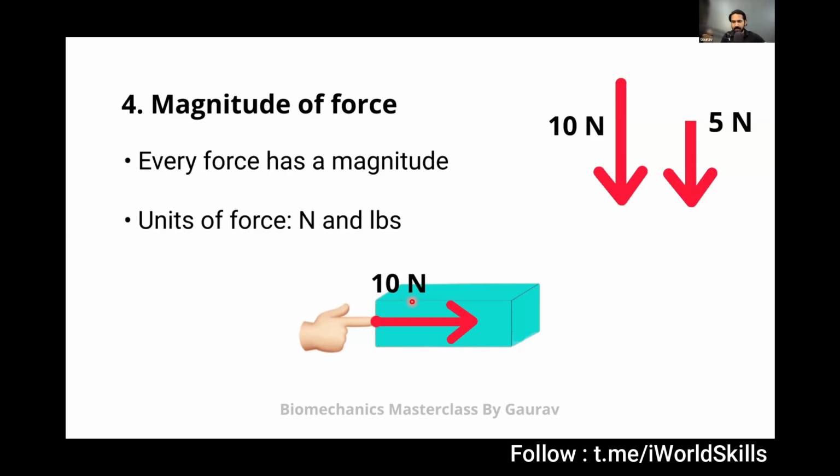But let's just say your dumbbells in your gym are marked in lbs and you are lifting a 20 lbs or a 20-pound dumbbell. Then you can say that you are experiencing an external force of 20 pounds, correct? So we have two units of force, Newton and lbs or pounds, correct? Kgs is not a unit of force.